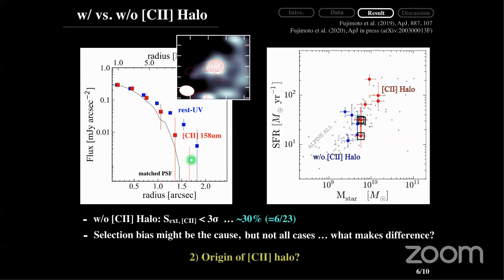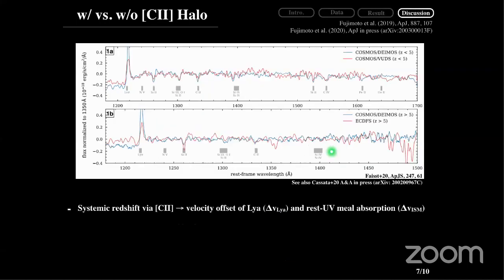So studying the difference of the physical property between with and without C2 halo objects will enable us to address the second question of what is the origin of the C2 halo. One clear feature we identified was the velocity offset. All of our ALPINE targets had deep optical near-infrared spectra, and here shows the stacked spectra as a representative example. Not only in the stacked spectra, but we also analyze individual spectra, of course, and evaluate the velocity offset of the emission and absorption line features with respect to the C2 line emission.